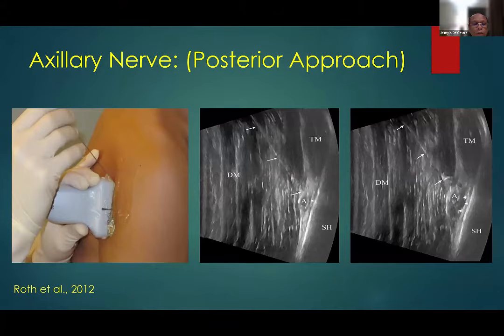So you can approach it in two ways. You can approach it posteriorly. So you can see here the teres muscle, the deltoid muscle here, and then you can see here the axillary nerve below. And then, of course, the humeral bone here on this side. And so when you approach the needle, as shown here in this approach, you can see that the needle from superior to inferior comes into play, and then it targets the axillary nerve.